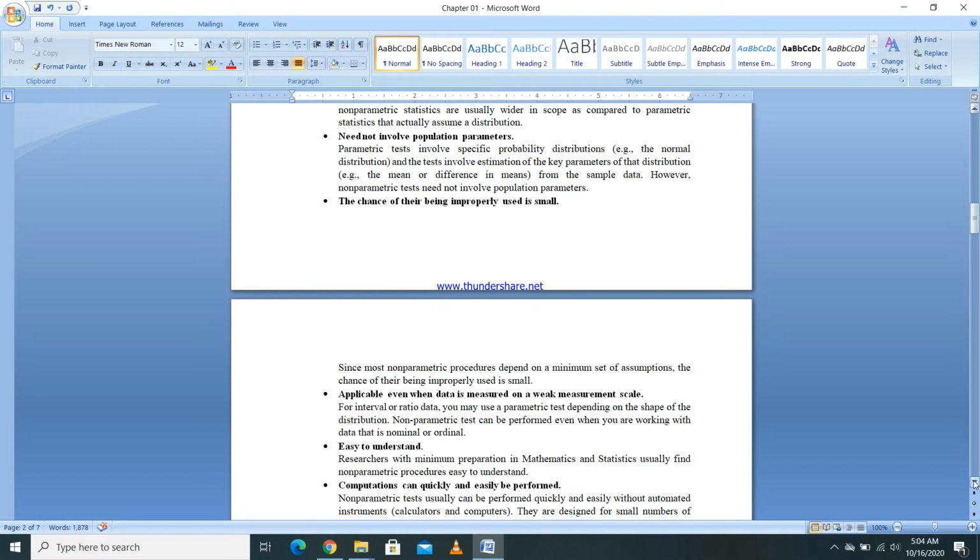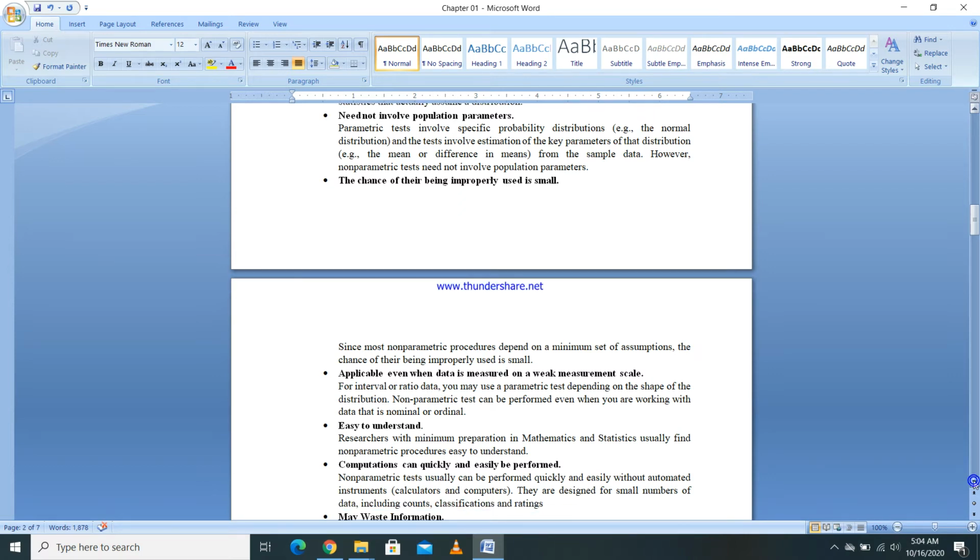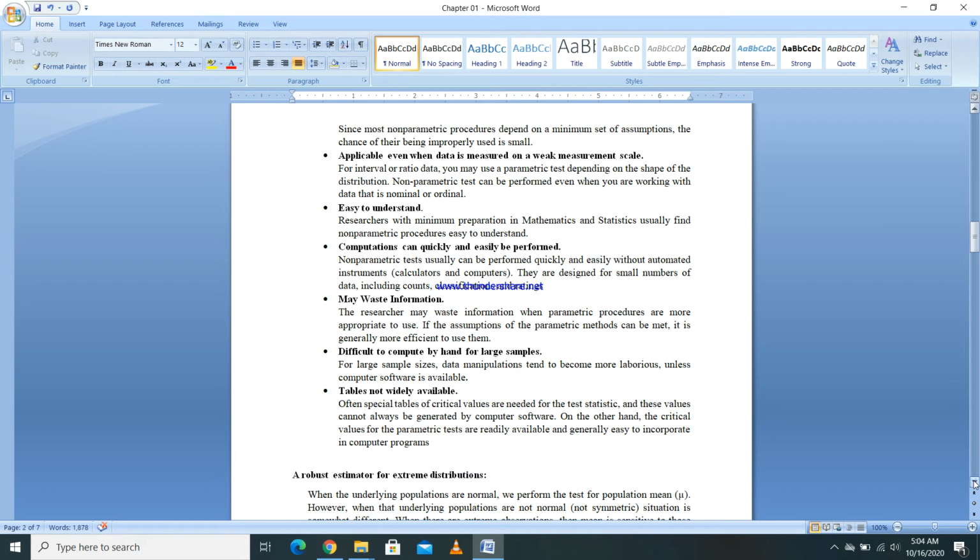Another thing is that it's very applicable even when the data is measured on a weak measurement scale. As I told you before, if you have count data or rank data, you can still apply these non-parametric methods. And also it's very easy to understand. When it comes to parametric procedures, if you don't have a good knowledge of statistics, sometimes it's hard to understand all the interpretations.